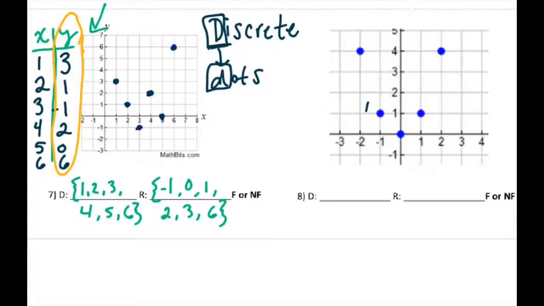So now, to check to see if something is a function or not a function, I check my x's. If we look at this table, my x's are all different. All of these x values are different. They did not repeat, so we're good. This is a function.